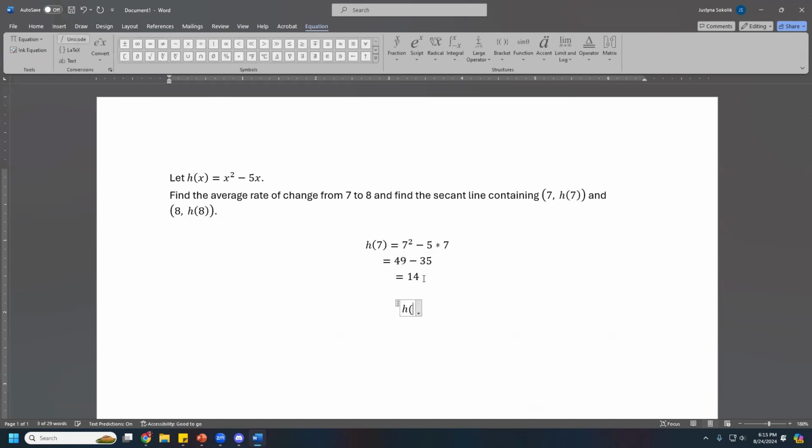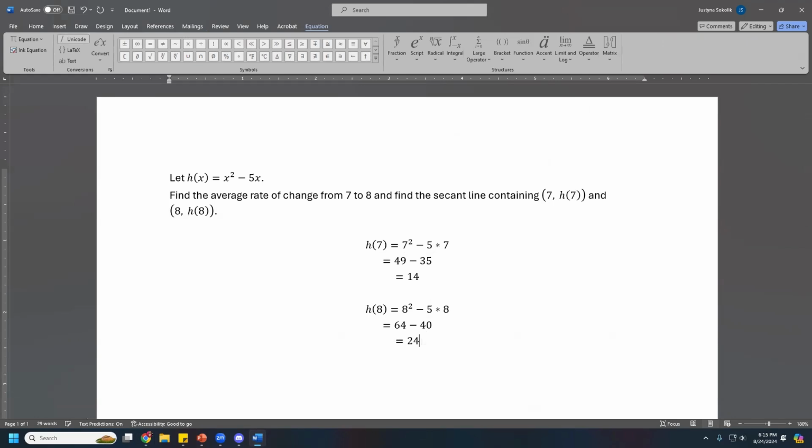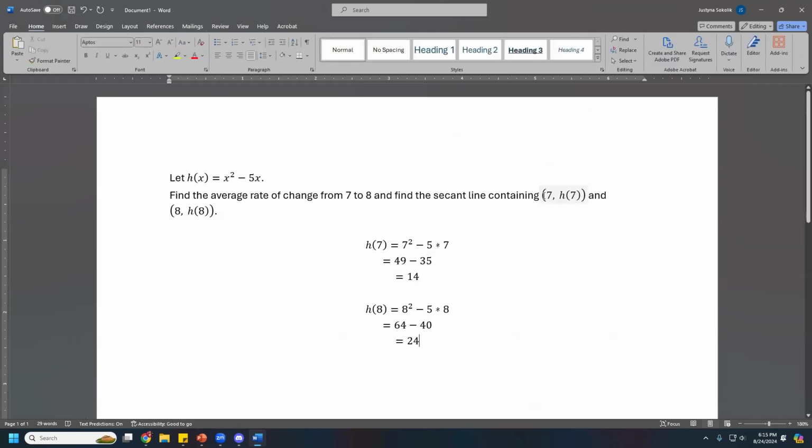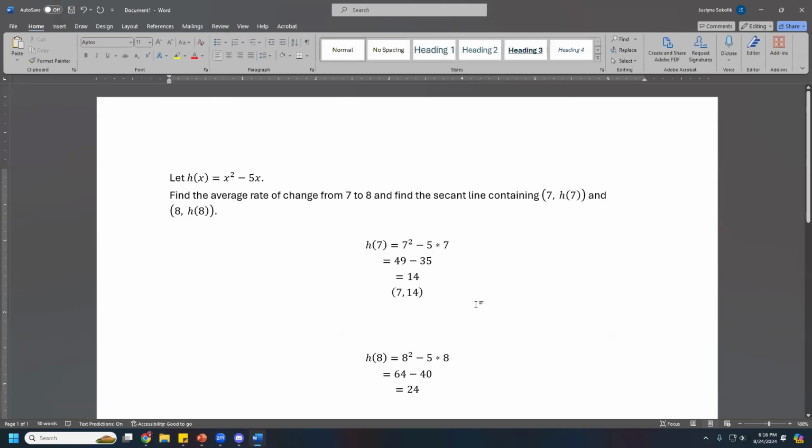All right, and I'm going to repeat the same process for h of 8. What this means is everywhere I used to see an x, it should now be an 8. So this is going to be 8 squared minus 5 times 8. Or in other words, it's going to be 64 minus 40. Or in other words, that's going to be 24. So in other words, this point right here is really the point 7, 14. And this point right here is really the point 8, 24.